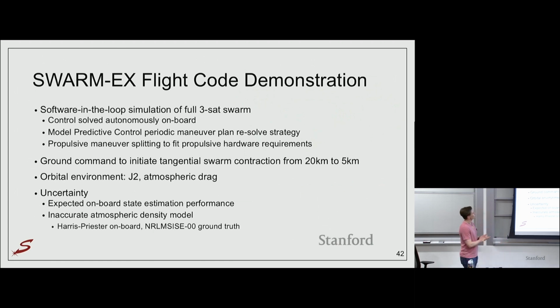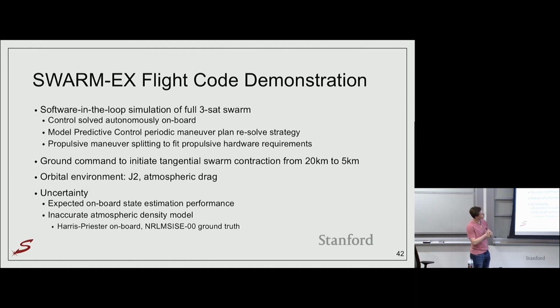So for the flight code demonstration, I'm going to be looking at software-in-the-loop simulation of the full 3-satellite swarm with controls solved autonomously on board. For Swarm X, we're using a not fully naive, but fairly simple model predictive control periodic maneuver replanning setup where, throughout the control window, we replan the entire maneuver plan from where we currently are. Propulsive maneuvers are being split into chunks to fit the propulsive requirements.